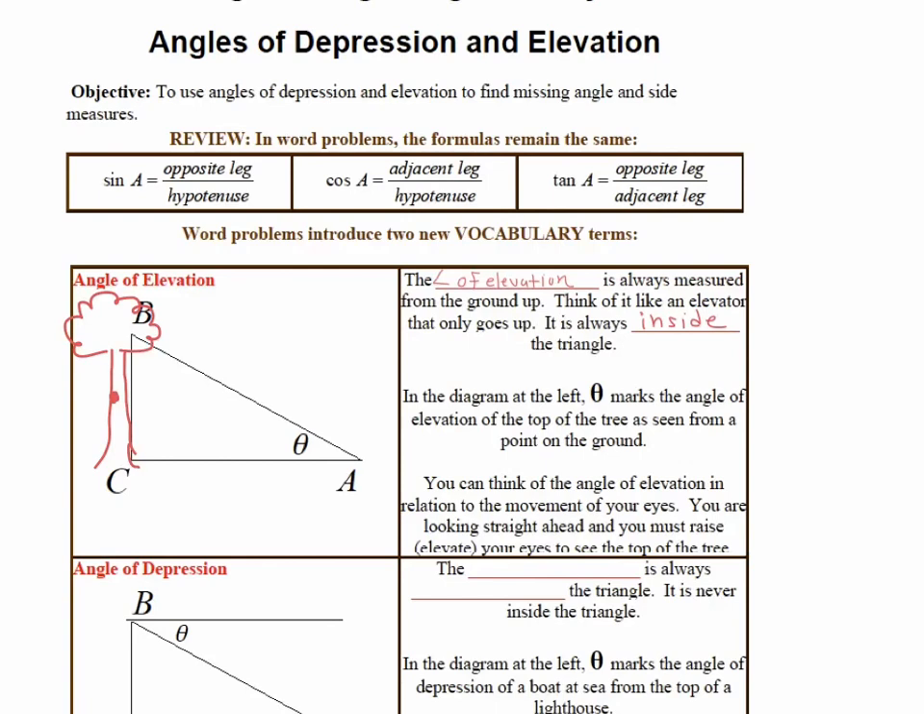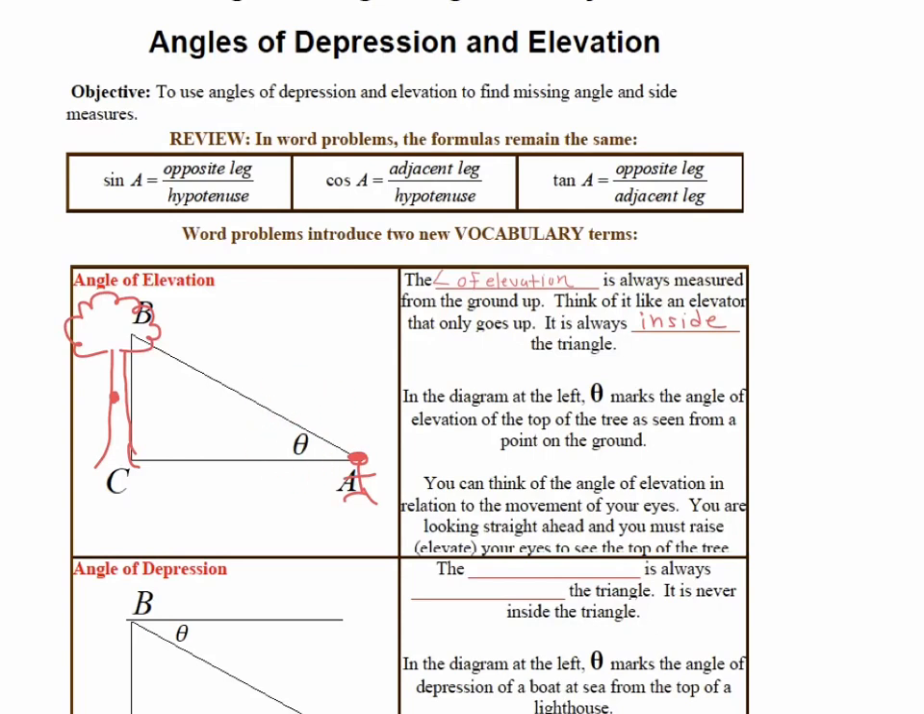Okay, so what I have here is theta, marking the angle of elevation to the top of a tree as seen from a point on the ground. So if this is you right here, see, look, you look amazing. You've lost like 80 pounds. You're a stick. So there's you standing there, and you're looking up to the top of a tree. That angle, you're elevating your eyes to look to the top of that tree.